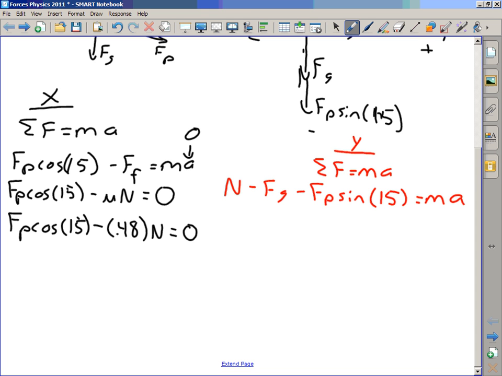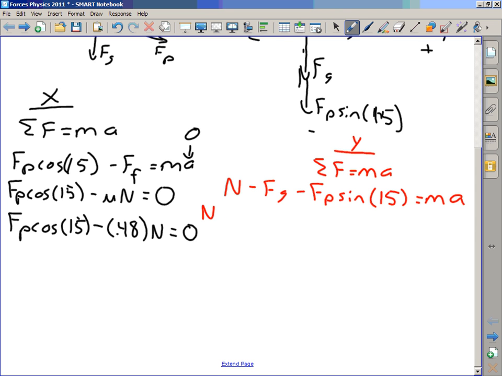Can I do anything else with the x-axis? No, I'm stuck. I can move it over if you'd like me to, but it's not a big deal. Right? I'm stuck. I have two variables. So what do I need to do? Go to the y. Just jump to the y.